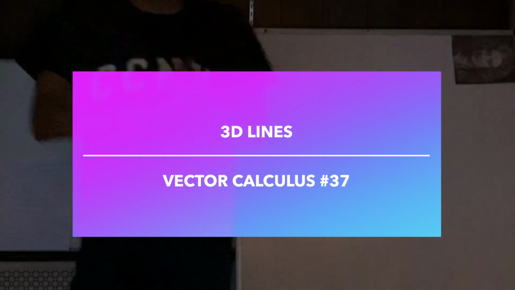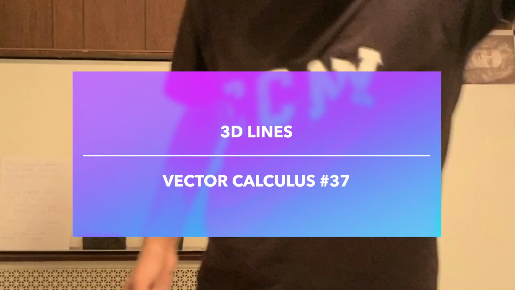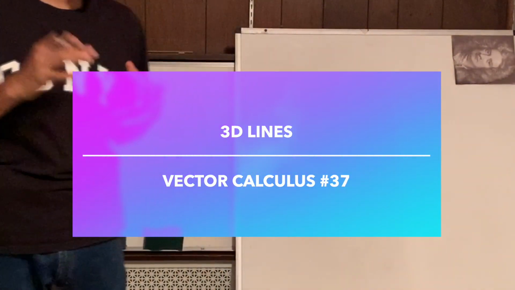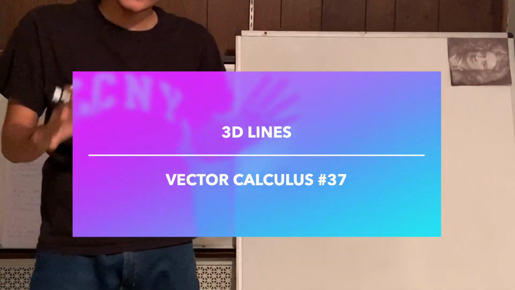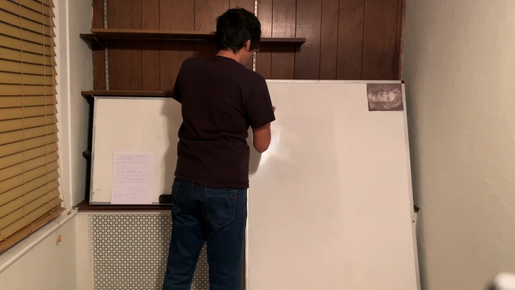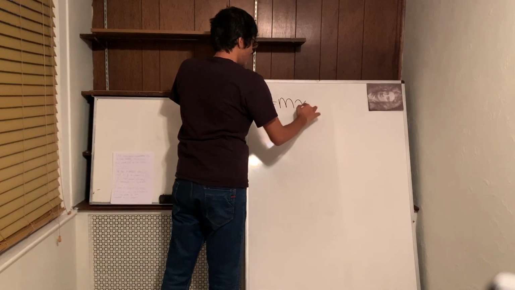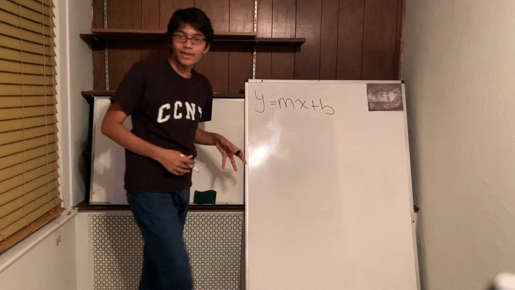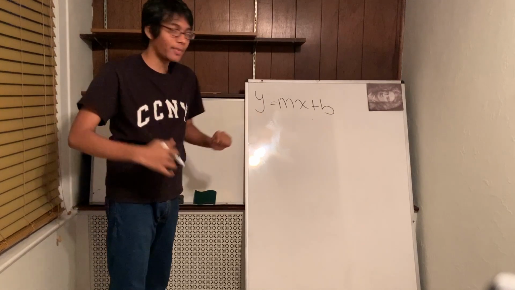Alright folks, what's up? Welcome back to the next lecture in Vector Calculus. Today we're taking a look at how to find a line in 3 dimensions. Alright, let's start with 2 dimensions. In 2D, we know that the equation of a line is this: y equals mx plus b. Right, let me take it to you step by step.